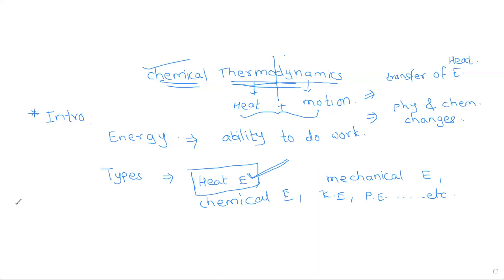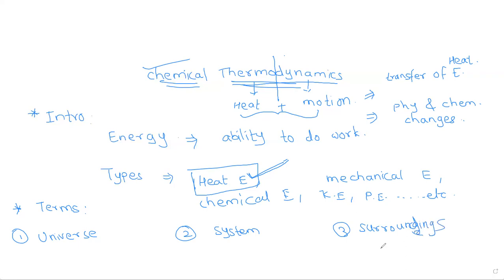Then the next very important part is the terms used in this particular chapter. There are three main important terminologies which are used in this chapter. First is universe, second is system, and third is surroundings. So we will see them one by one.